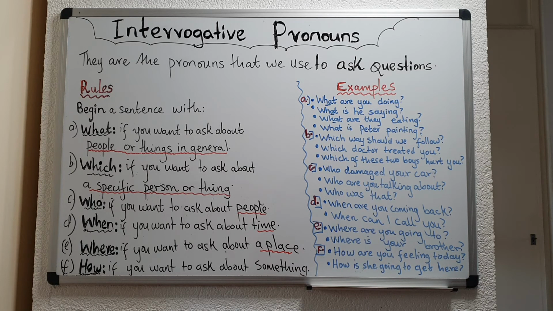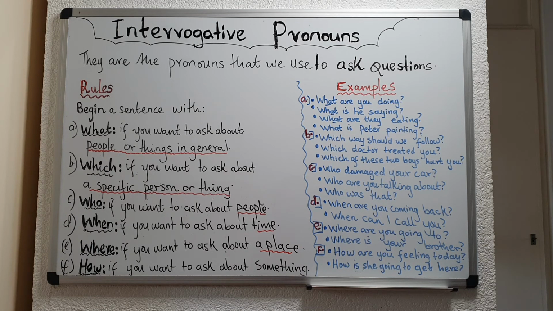Where do you come from? Where are you going to? Where is your brother? Where are you going to study at university? Where did your sister travel to? So where? You want to know about the place. Then always begin your sentence, or rather your question, with where.